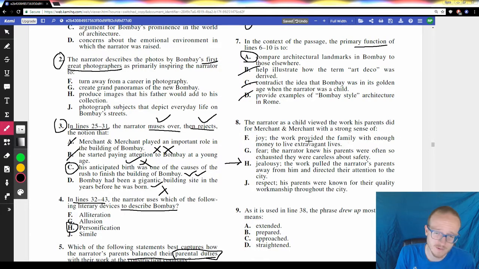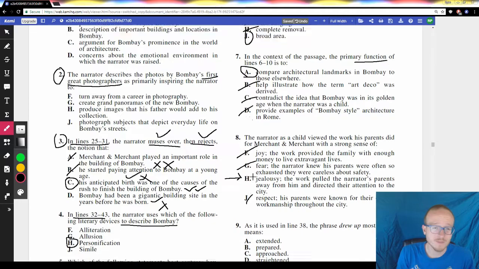So the work provided the family with enough money to live extravagant lives. I didn't get a sense of extravagance from the passage. Fear: the narrator knew his parents were often so exhausted that they were careless about safety. Again, nothing about carelessness or worry about his parents. Respect: his parents were known for the quality of workmanship.